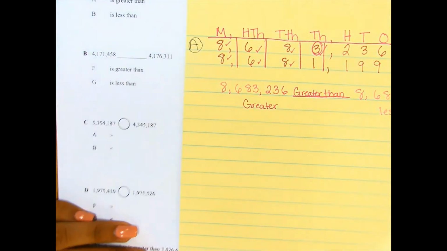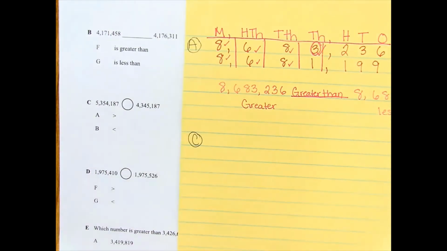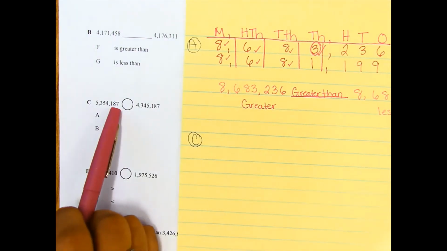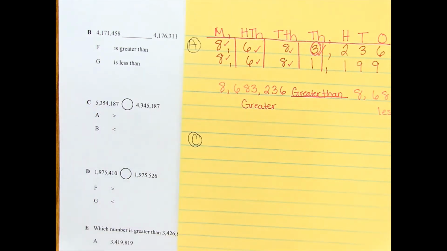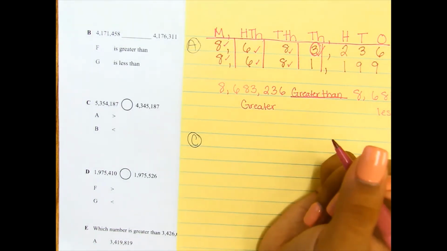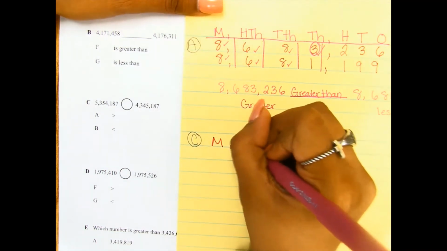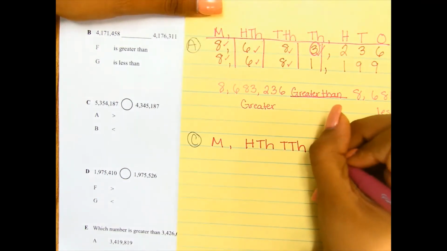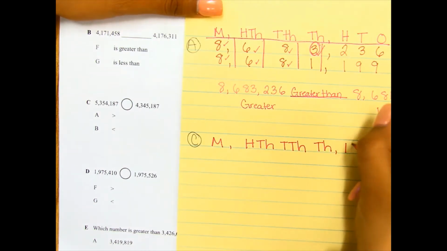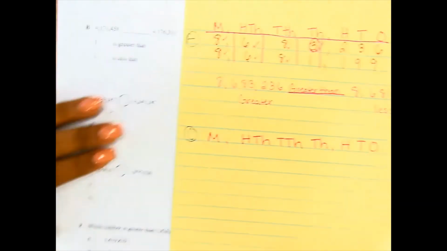So now, let's go ahead and move on to letter C. We're now going to move on to letter C. So we are here now. And let's look. I have my thousands, and my millions. So I know this goes up to my millions place. So I'm going to start out again by writing my place value chart. So again, my millions, my hundred thousands, my 10,000s, my 1,000s, my hundreds, tens, and ones. That is my place value chart.